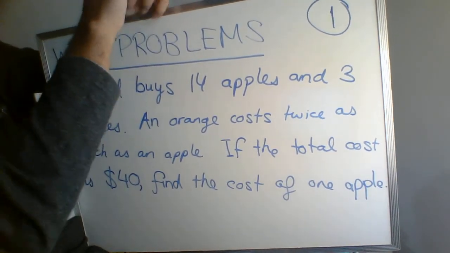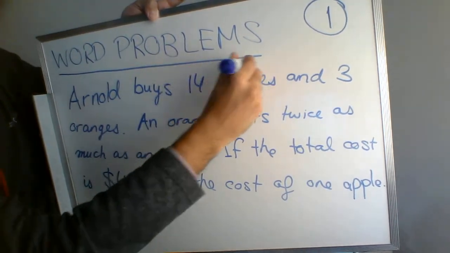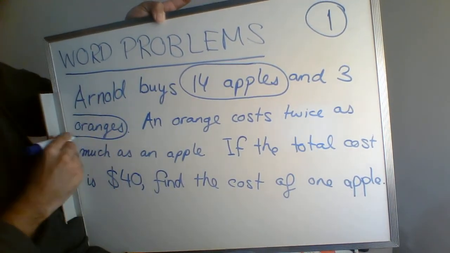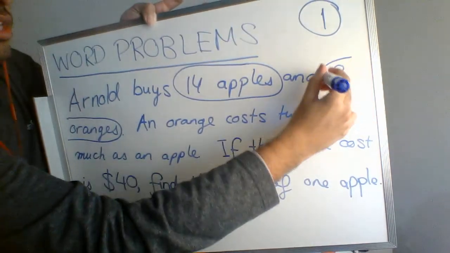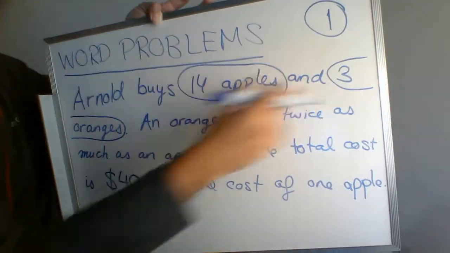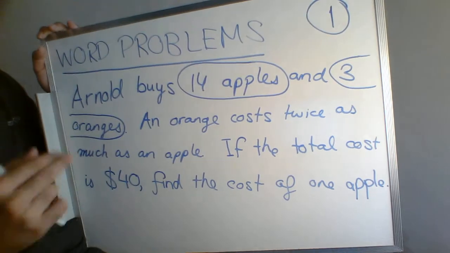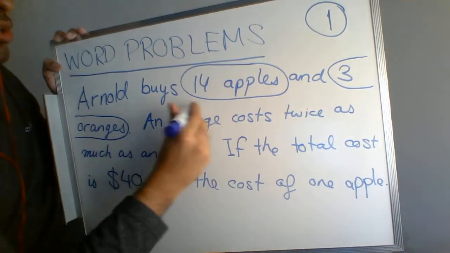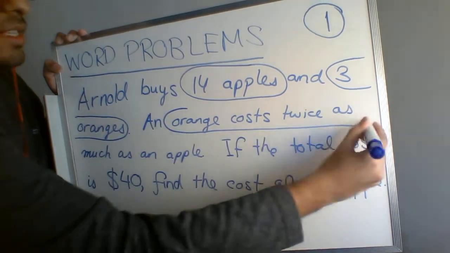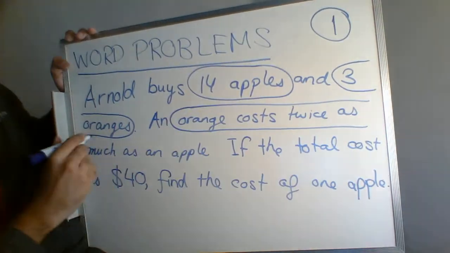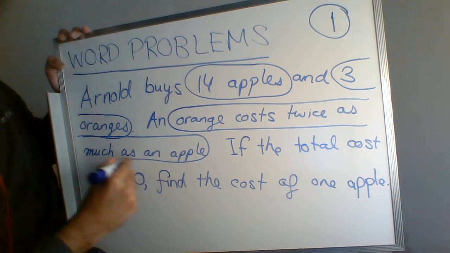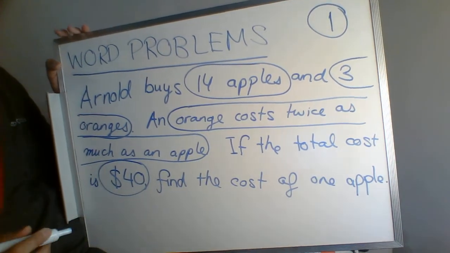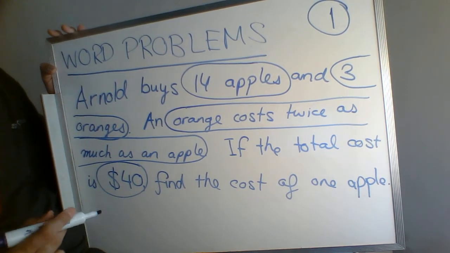We know that Arnold is buying 14 apples. This is useful. So we've got 14 apples and 3 oranges. I'm going to do it like a continuous line that wraps around there. That's what we know. We know an orange costs twice as much as an apple, right? And we know the total cost is $40, right? Those are the key things.